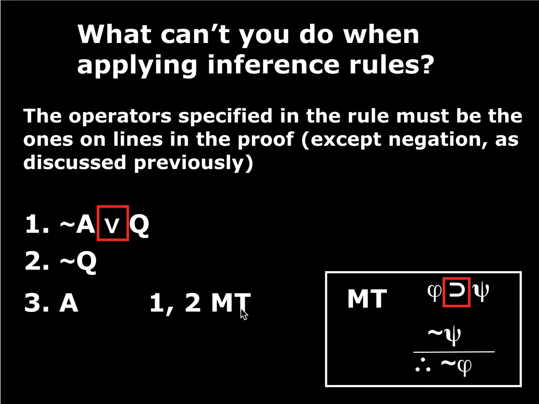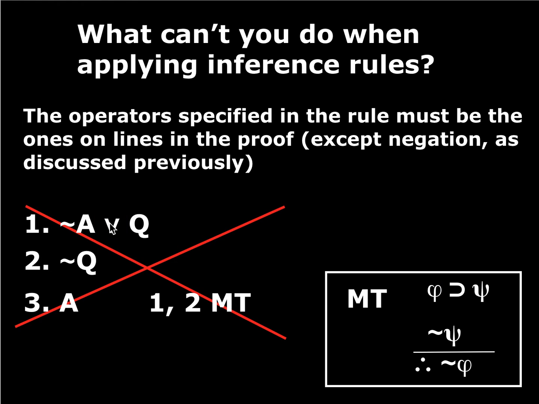Here's what you can't do, and sometimes people ask, they say things like, oh, can I do modus tollens on a disjunction, right? So notice here I have a conditional, but here it's a disjunction, and the person is thinking, oh, if I have a disjunction and I have the negation of the second disjunct, can I derive the negation of the first disjunct? And the answer is no, right? If the rule specifies that this has to be a conditional, then the line in the proof that I'm going to apply it to has to be a conditional. If it's a disjunction, you can't use it. Okay, so another X there. Don't do that.